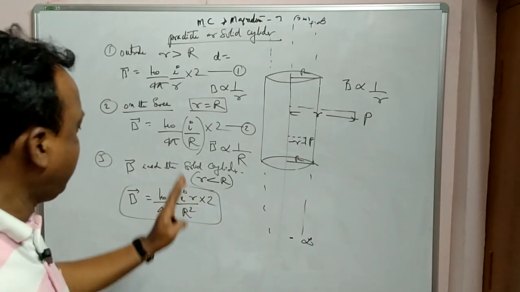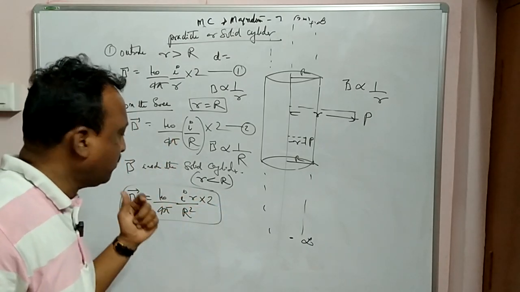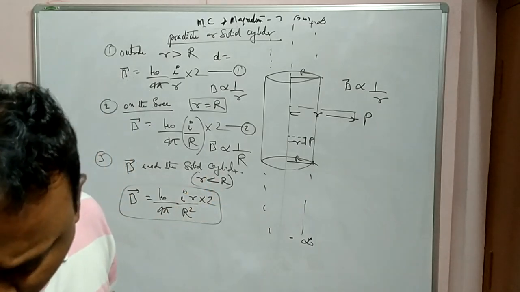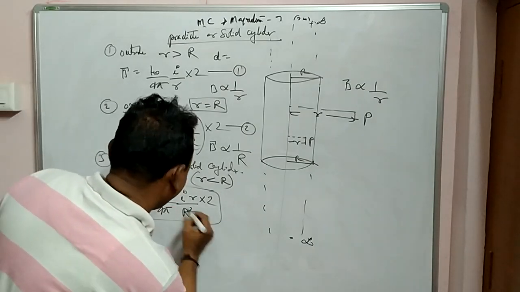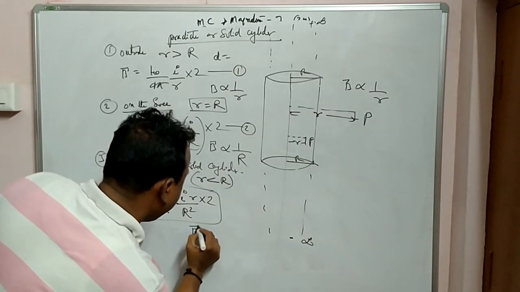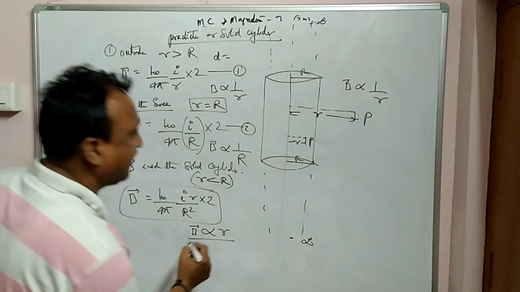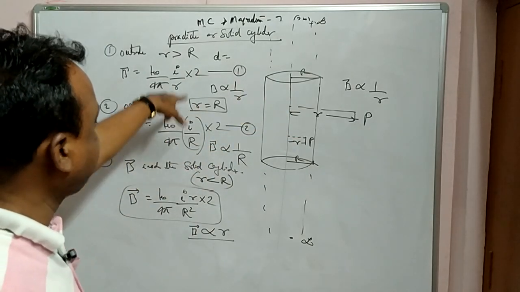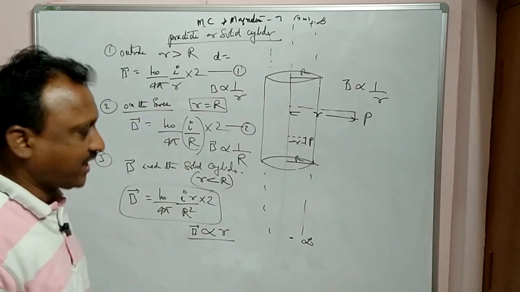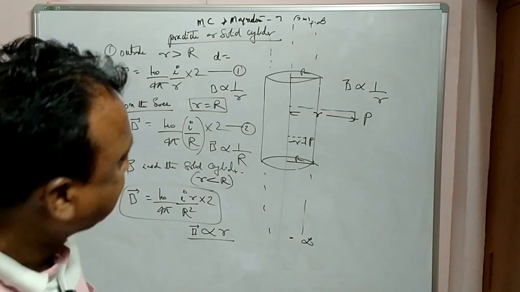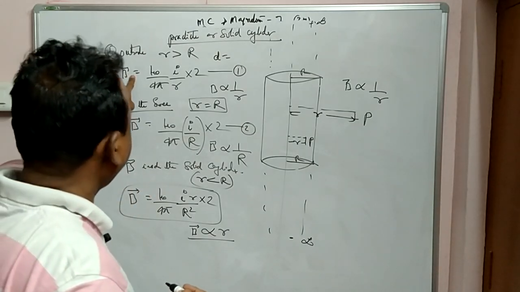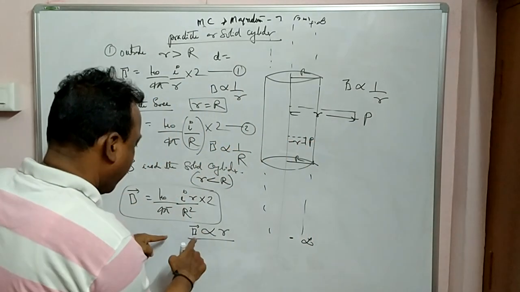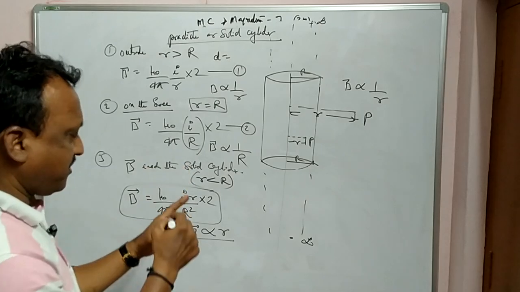Mu naught by 4 pi, I by capital R square into 2r. If you observe carefully, what is happening inside? Inside, the magnetic field is directly proportional to r. Whereas outside and on the surface, you have the same formula again. As you go inside to the point, you can see B is directly proportional to r.